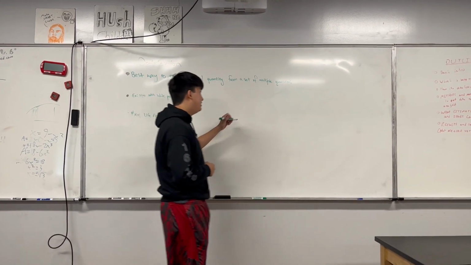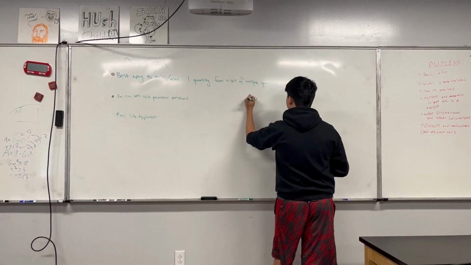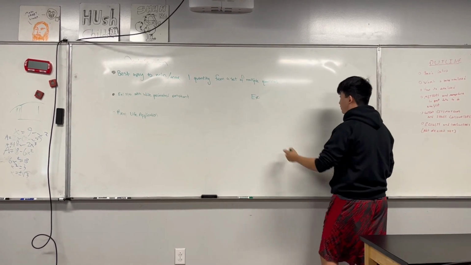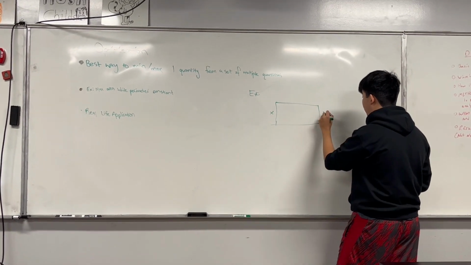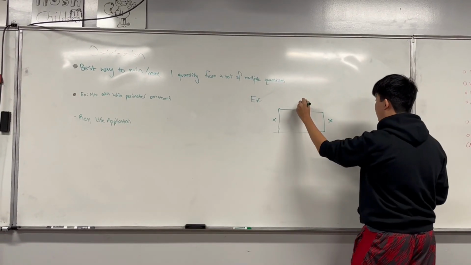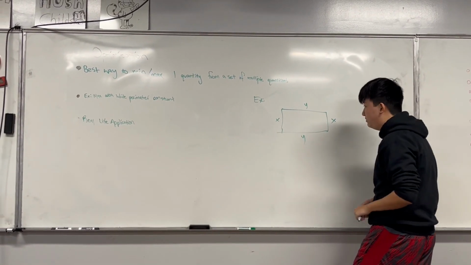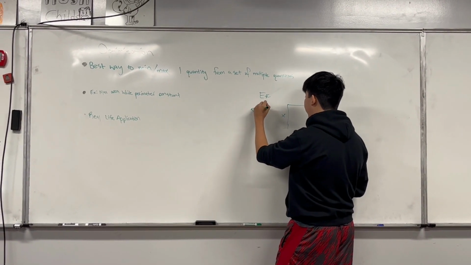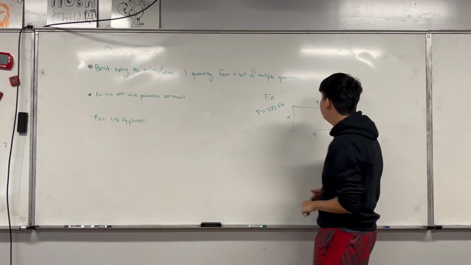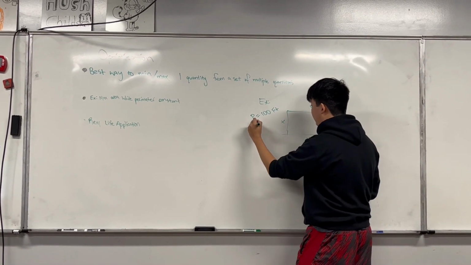Let's go over a really simplified problem. Let's do just a rectangle. This side is x. That means this side would also be x. This side is y. That means the bottom would also be y. Let's say that the perimeter is set at 100 feet, and we're trying to find the maximum area.